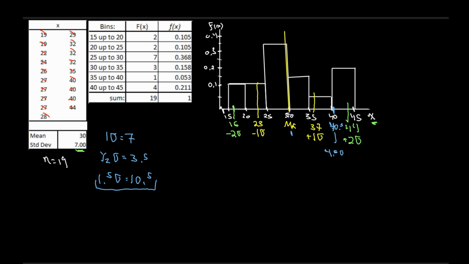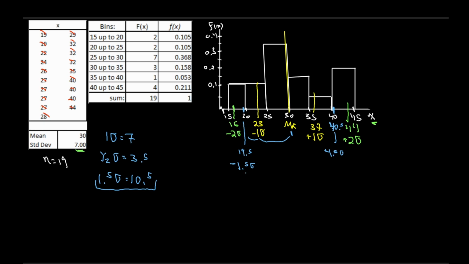Okay. Very similarly, we could go down. We could go, okay, minus 1.5 is going to give us right about there. That's going to be 19.5, right? That's 30 minus my 1.5 standard deviations. So 30 minus 10.5 will give me 19.5, which is minus 1.5 standard deviations.